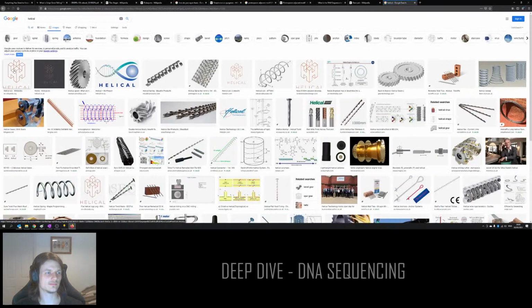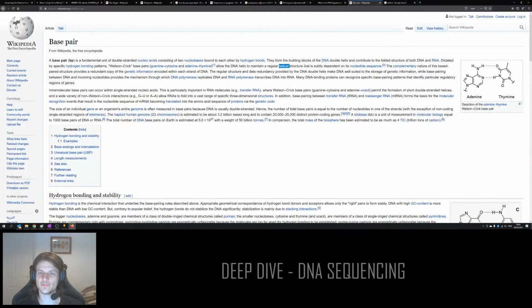Cool. Okay, this structure that is subtly different on its nucleotide sequence. Let me read this again, my apologies.